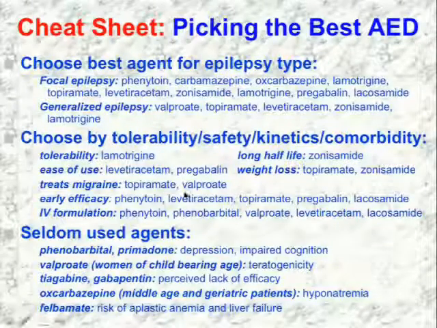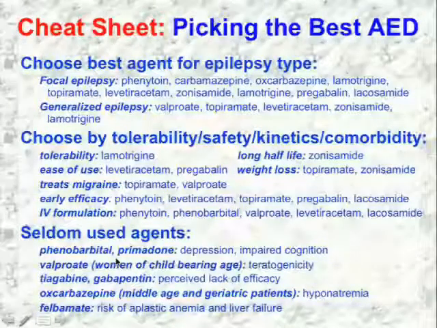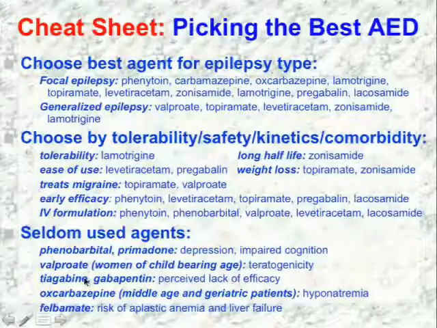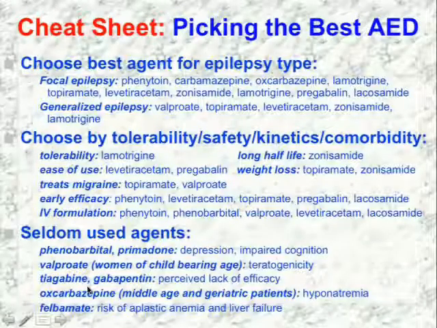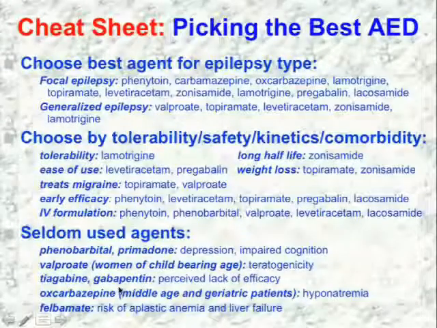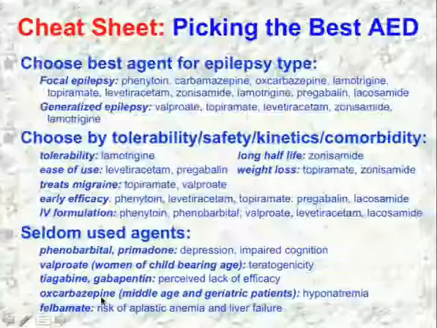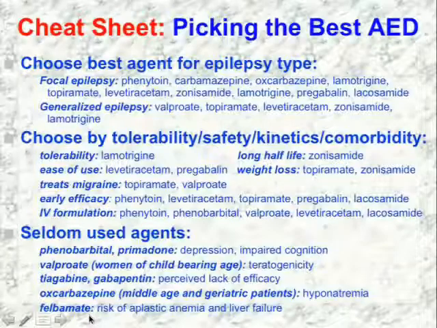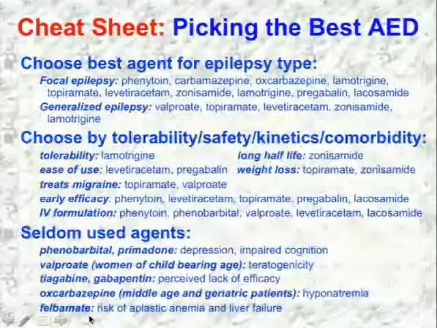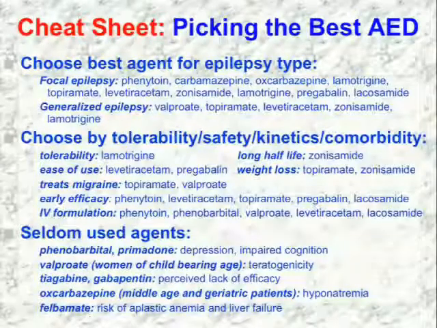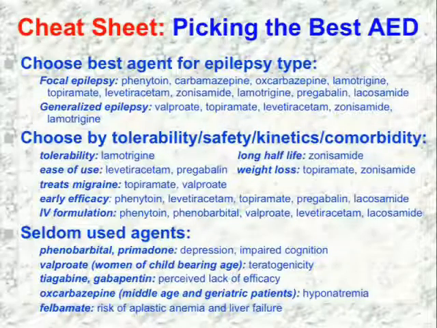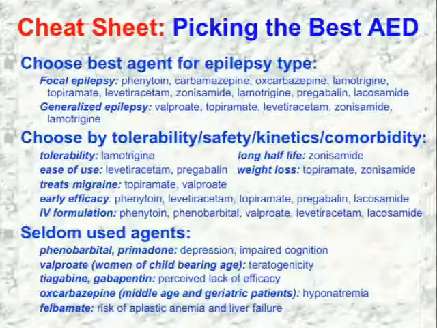And then there's a list of drugs to avoid. Phenobarbital for chronic use, valproate in women of childbearing age, tiagabine because it doesn't work, gabapentin because it doesn't work, oxcarbazepine in older patients because of hypernatremia, felbamate because of safety issues. In terms of effectiveness of the drugs for early efficacy, we usually use phenytoin or Keppra.